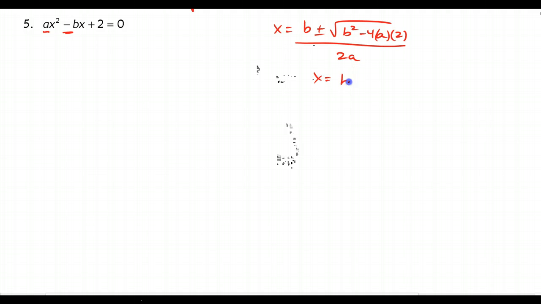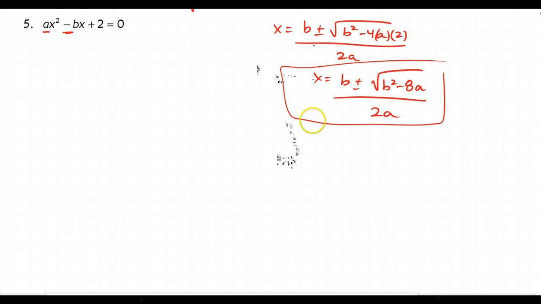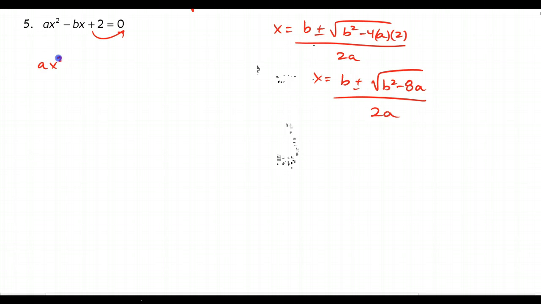So I should end up with this after I derive the formula here, completing the square. Okay? So let's derive. The first thing we always do when completing the square, we move over the 2. Next thing we do, we always factor out the lead coefficient for the quadratic term. That lead coefficient is a here, so we factor out that a, which means you're left with b over a x. Alright, now we're going to complete the square.